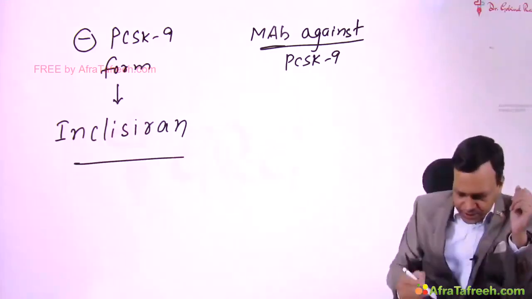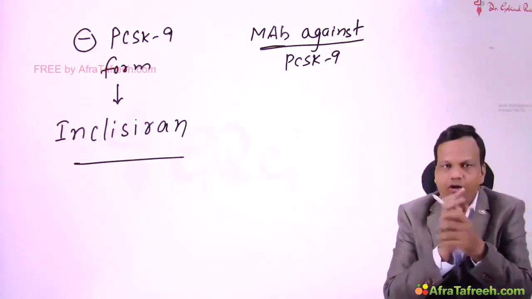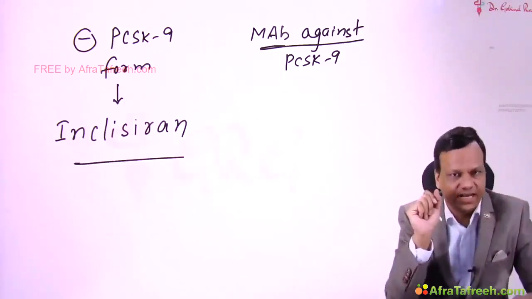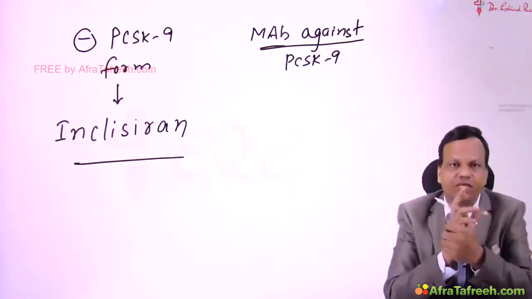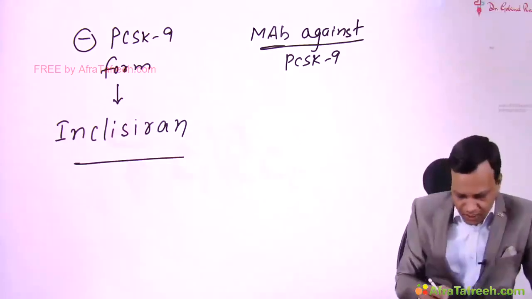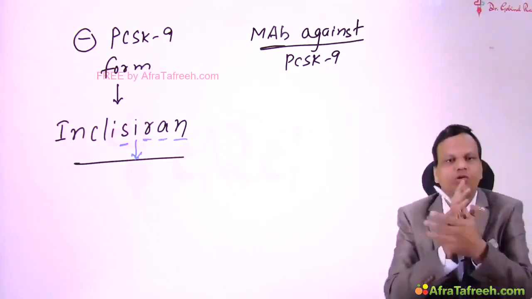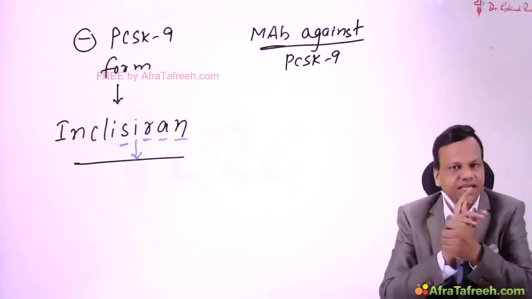Basically, what is inclisiran? It is a small molecule inhibitor of RNA. It has a chemical structure similar to the RNA of PCSK9, so it will interfere with the transcription of the PCSK9 protein. The name says it is a small molecule inhibitor of RNA. It inhibits the formation of PCSK9.